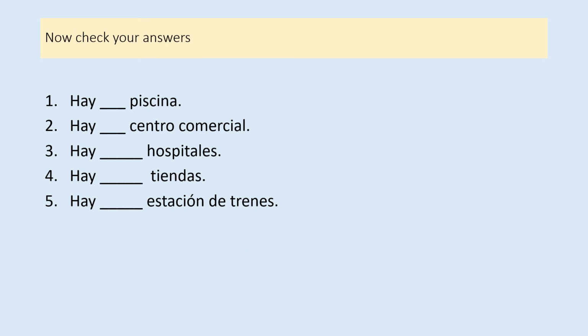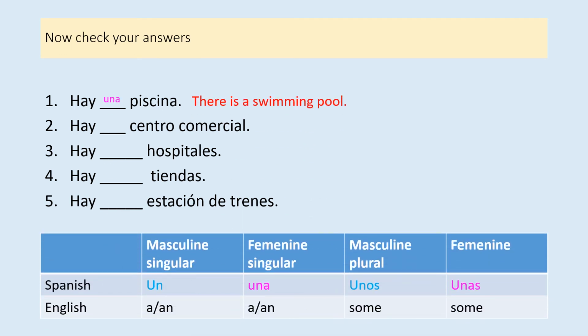Okay, let's go through your answers. We already did number 1. So, número 2. Hay un centro comercial. There is a shopping centre. Now, you know from your notes before that obviously centro ends in an O, and so we know it's a masculine singular word. Okay, hay un centro comercial. So you needed to put the un masculine singular article there.